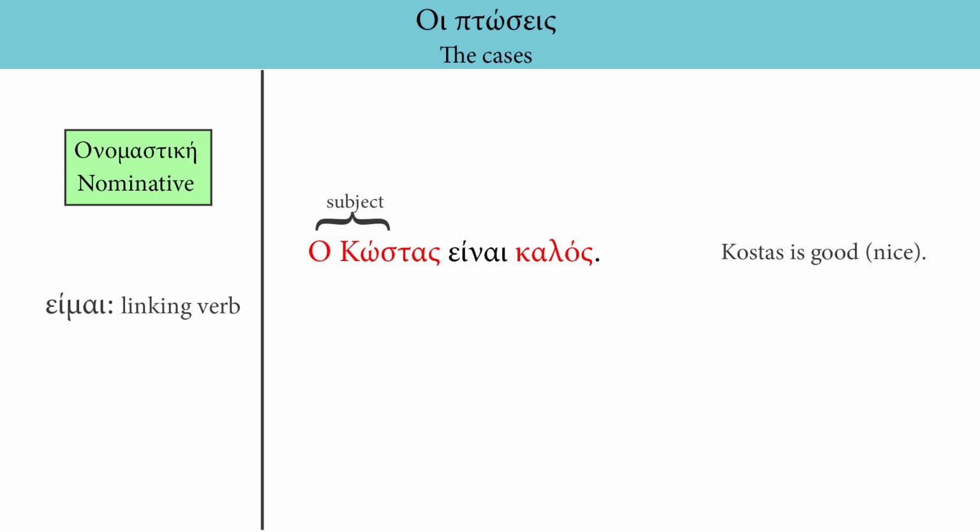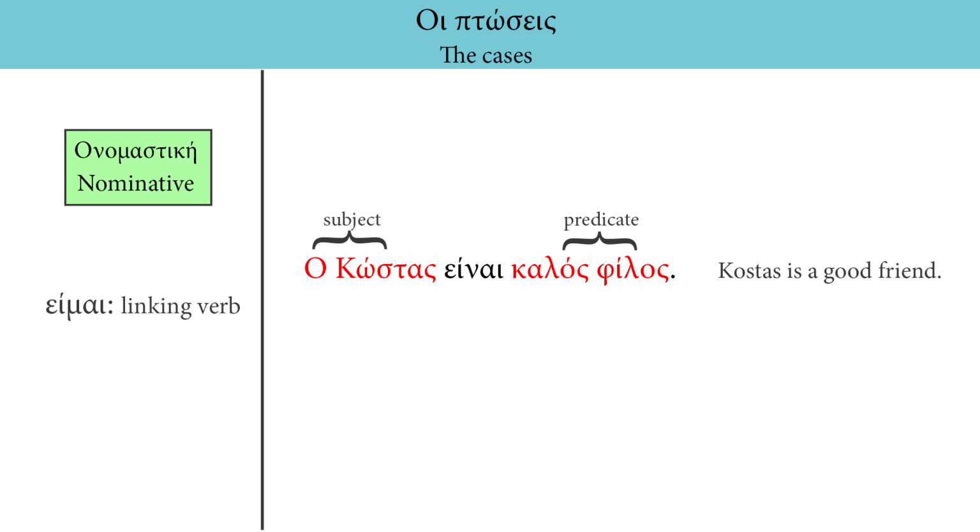And let's not forget the definite article, which is also in the nominative case. Ο. But we have to pay attention to the verb. It is a linking verb, it is the verb είμαι, to be. Therefore, the predicate has to be in the nominative case too. The predicate here is an adjective, the adjective καλός that we just saw before, and it is in the nominative case. So we have three declinable words in this sentence, an article, a noun, and an adjective, and they are all in the nominative case.